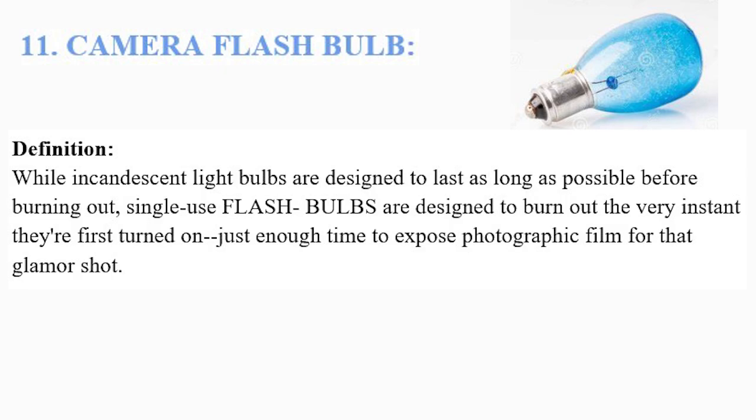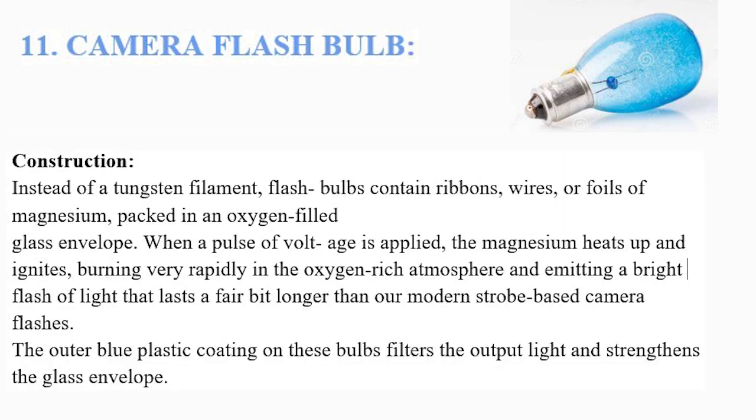At 11th, we have camera flash bulb. While incandescent light bulbs are designed to last as long as possible before burning out, single-use flash bulbs are designed to burn out the very instant they are first turned on, just enough time to expose photographic film for the glamorous shot. Construction of camera flash bulbs. Instead of a tungsten filament, flash bulbs contain ribbon wires or foils of magnesium packed in oxygen. When a pulse of voltage is applied, the magnesium heats up and ignites, burning very rapidly in an oxygen-rich atmosphere and emitting a bright flash of light that lasts longer than all modern strobe-based camera flashes.